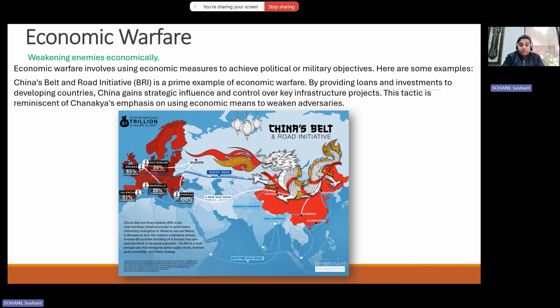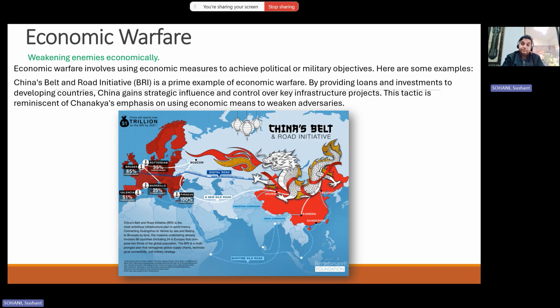Economic warfare involves using economic measures to achieve political or military objectives. Here are some examples. We just discussed China's influence, and it needs to be counterweighted by the other countries. China's Belt and Road Initiative, BRI, is a prime example of economic warfare.